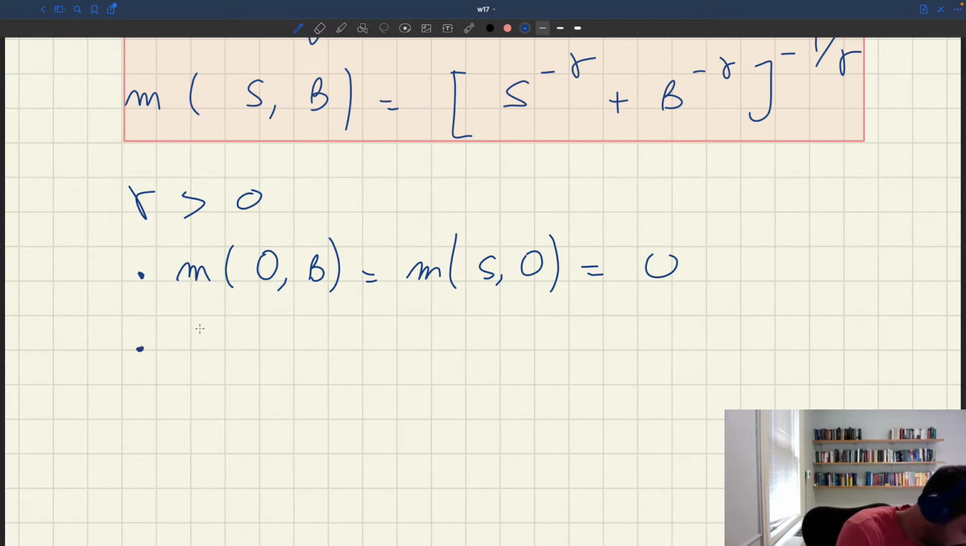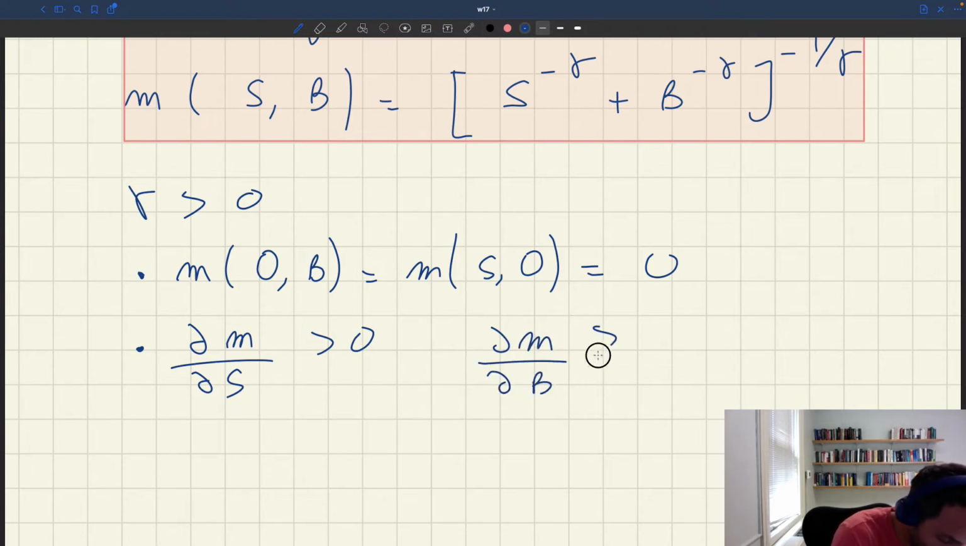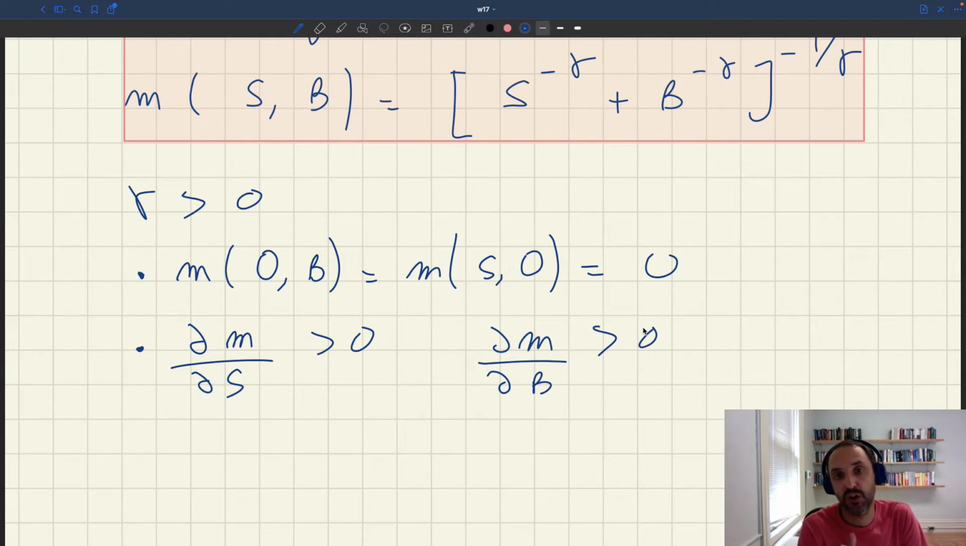Something else that we have to check is that the derivative of the matching function with respect to the number of sellers is positive, and the derivative of the matching function with respect to the number of buyers is positive. So the matching function is increasing in the number of sellers and increasing in the number of buyers. And here you can verify that too. We know that if the number of sellers goes up, the number of sellers to the power of minus gamma is going to go down.